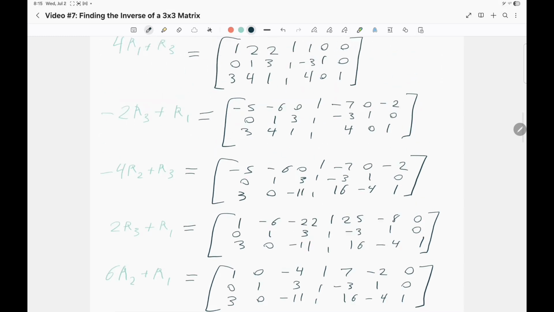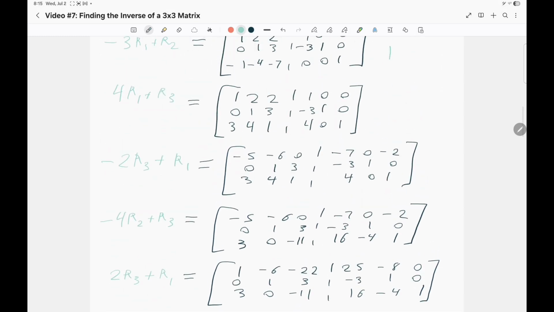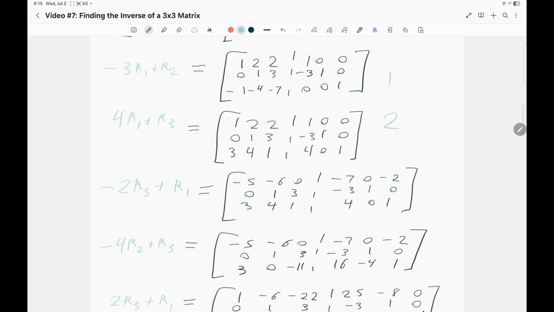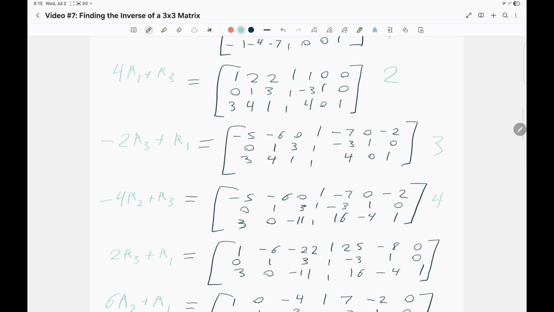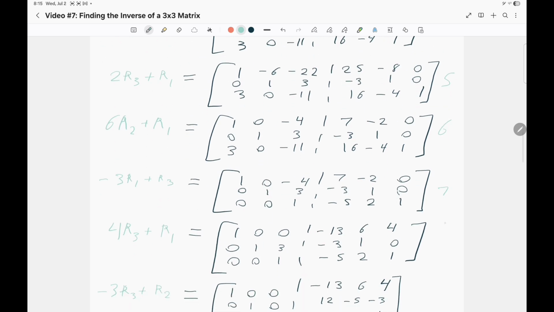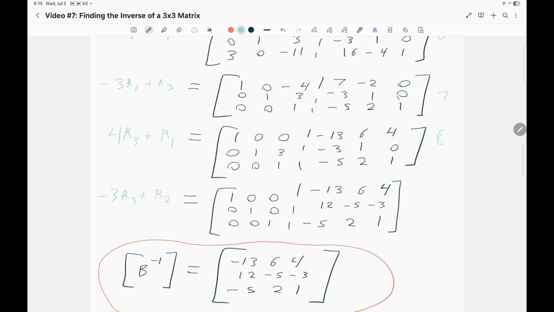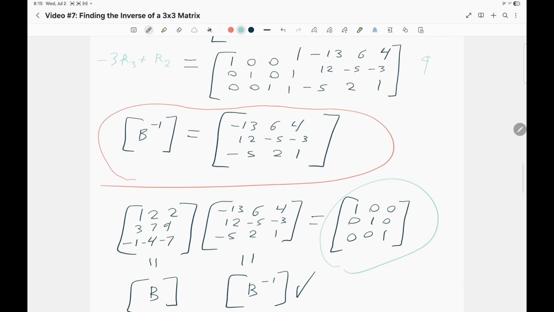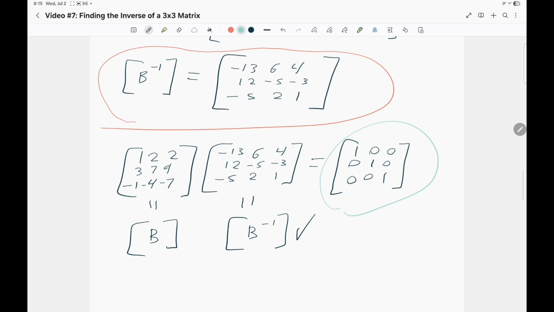It took a whopping, I'll count it one more time. 1, 2, that was our first, right? 1, 2, 3, 4, 5, 6, 7, 8, 9. Barely escaped double digits. Row operations to get our inverse matrix. Wonderful inverse matrix I circled in red.